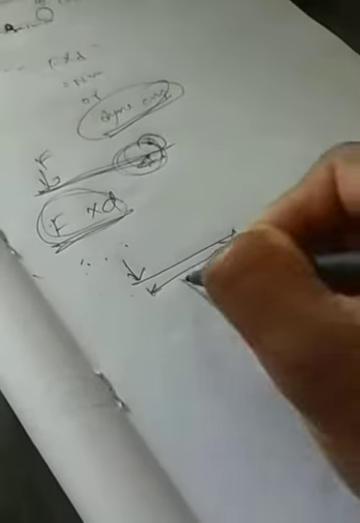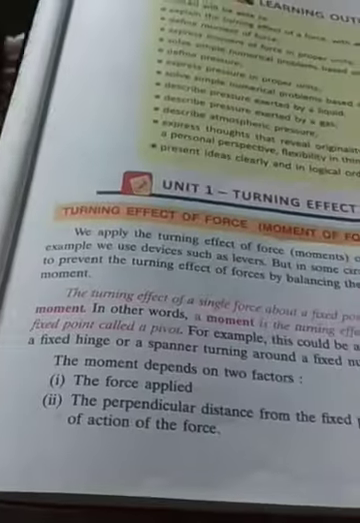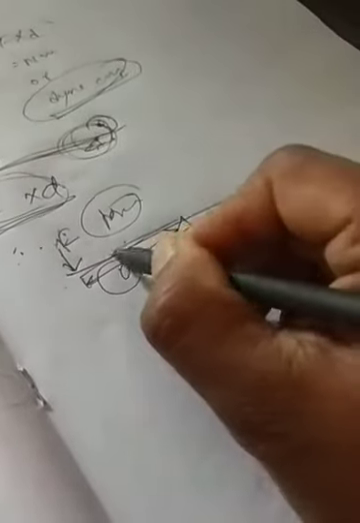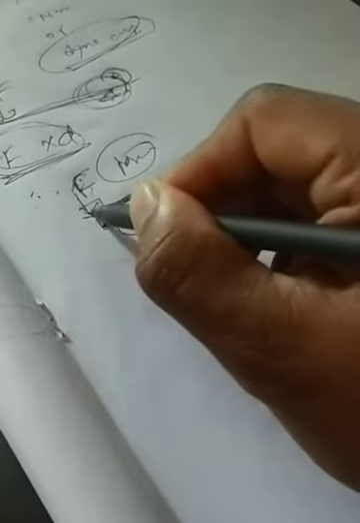Now see, the moment of force depends on the force you applied and the distance from the force to the turning point, the fulcrum. The moment of force depends on the force applied and the perpendicular distance from the fixed point to the line of action of the force. Line of action of force means this line. So try to understand only this point: force and perpendicular distance.